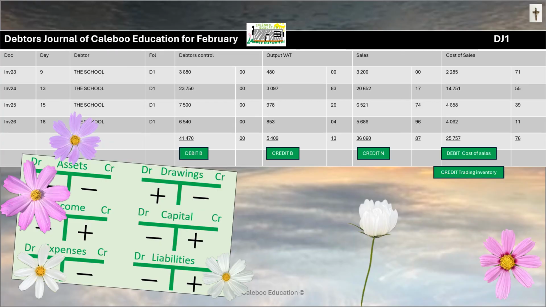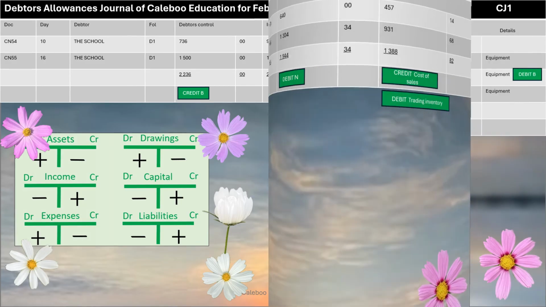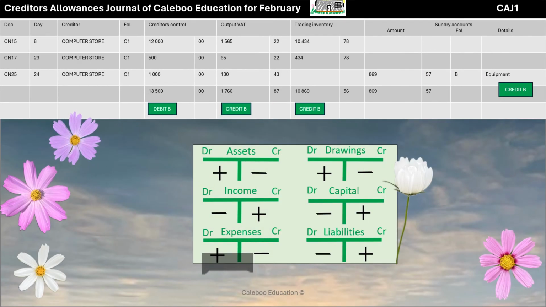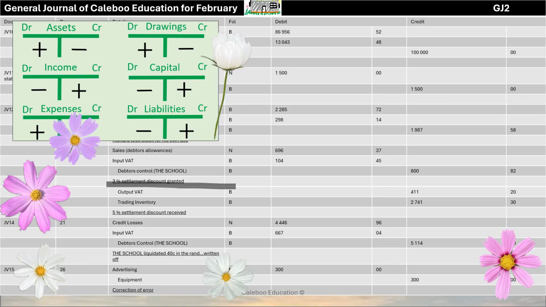Debtor's journal. Debtor's allowance journal. Creditor's journal. Creditor's allowance journal. This is revision. And the general journal. Now from all these journals, the information was taken to the general ledger on a monthly basis.